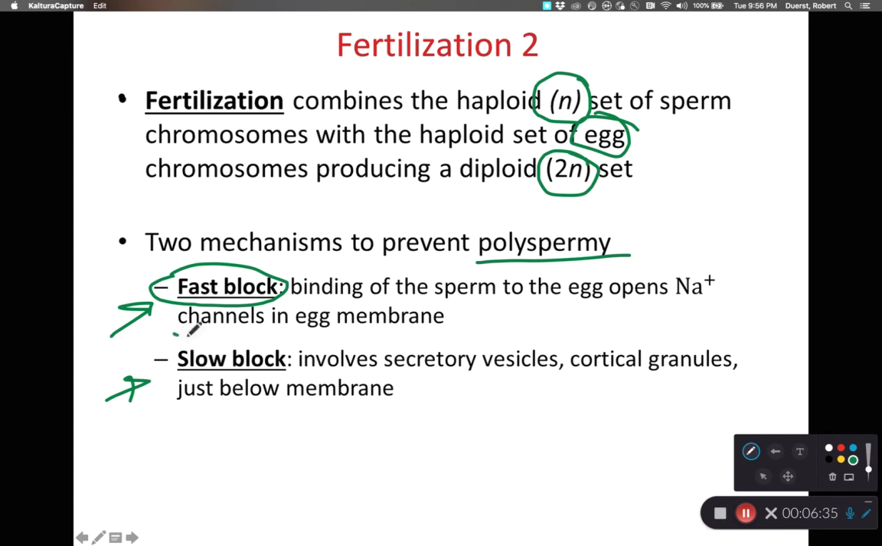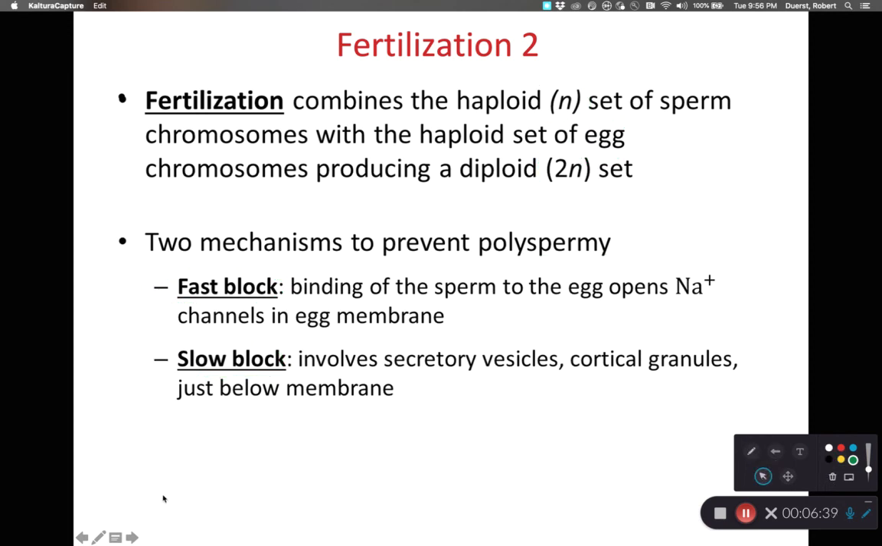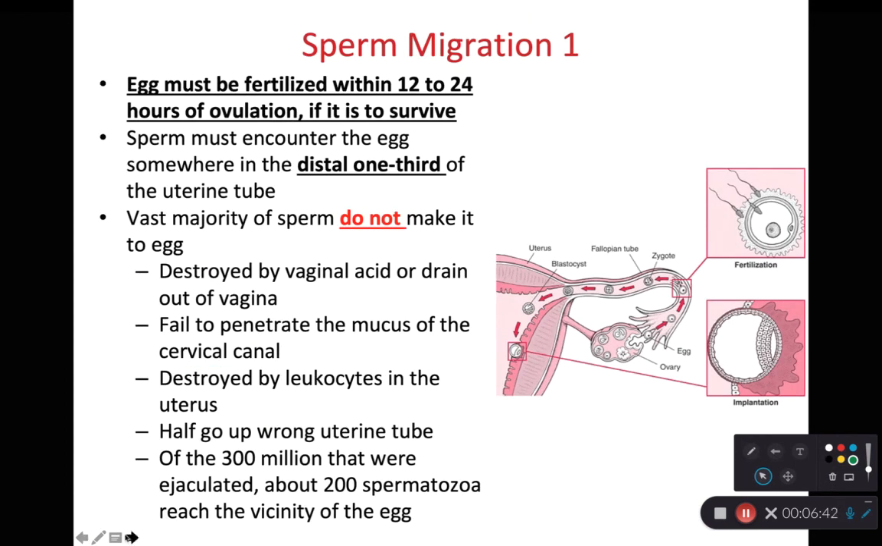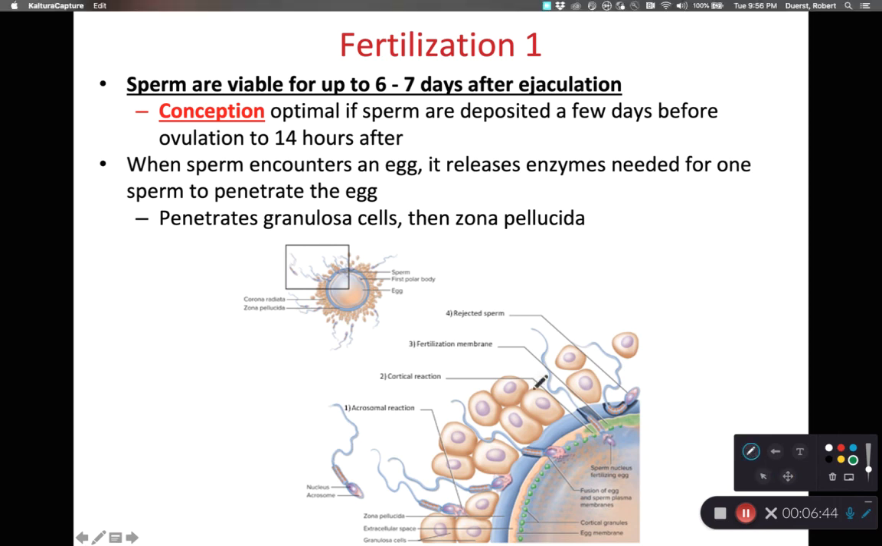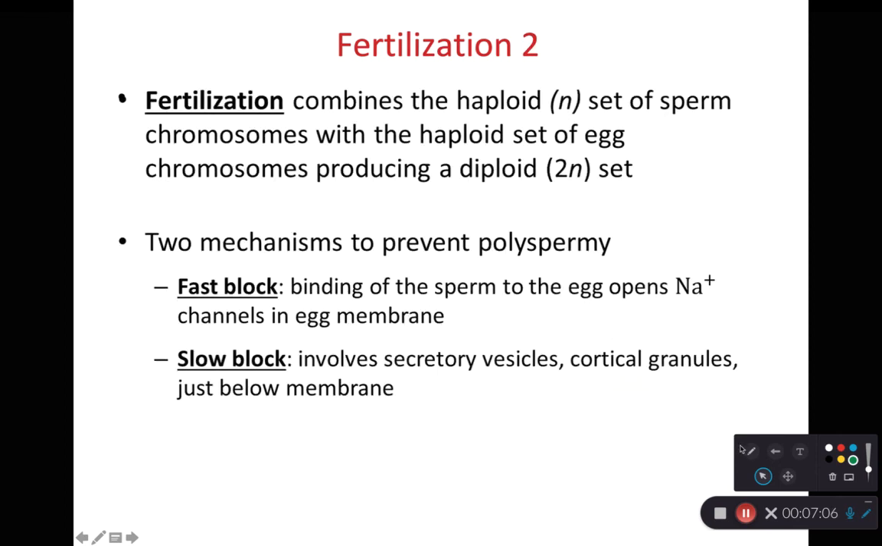And we have a slow block method. And the slow block method, I'm going to have to back up a slide here, is going to involve some secretory vesicles just beneath the surface of the membrane. You can see those secretory vesicles shown here as green dots. And once the sperm penetrates, those green dots release their enzymes, and they make the membrane of the egg thick and impenetrable to the sperm, or I should say subsequent sperm that try to get in, so that we can prevent polyspermy from occurring.